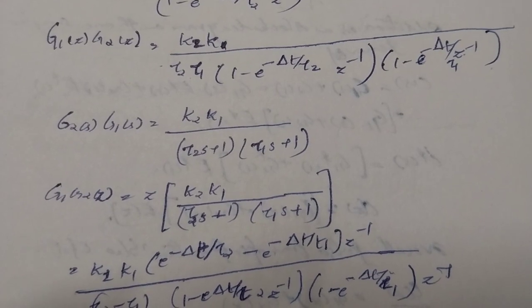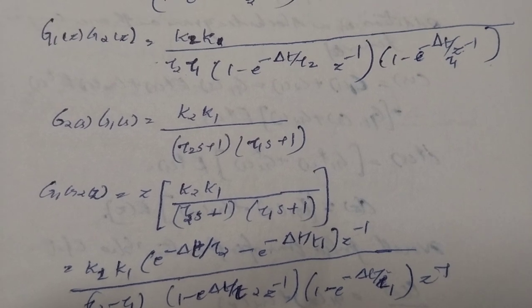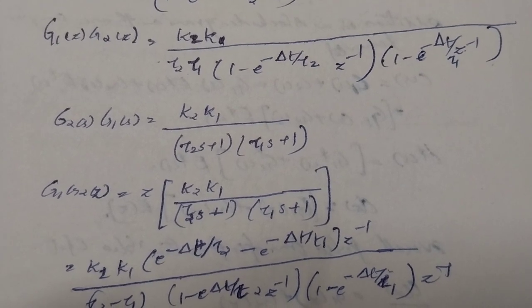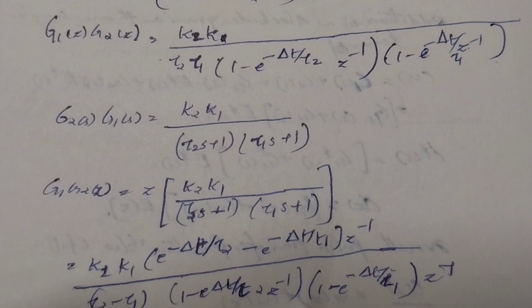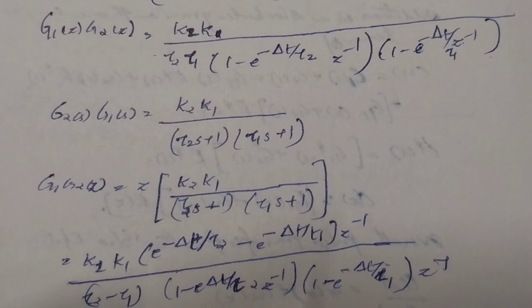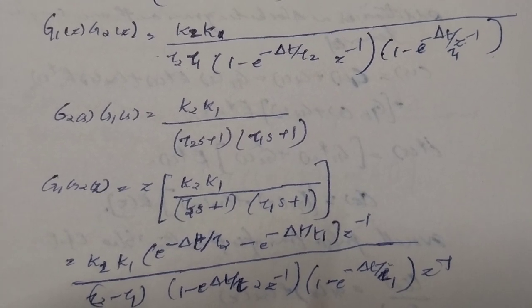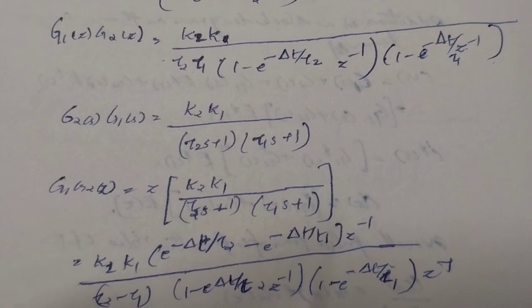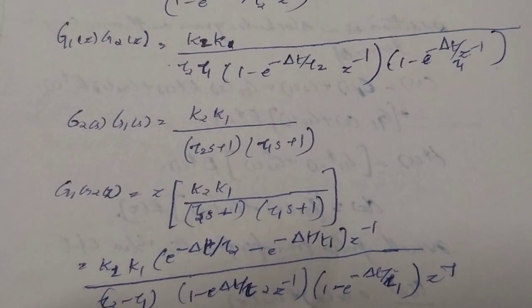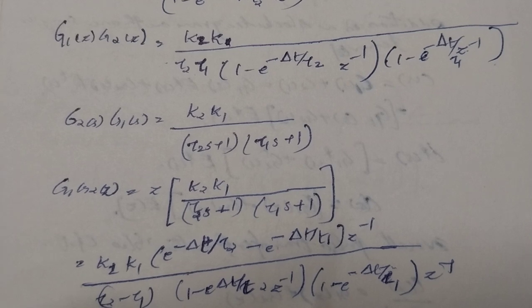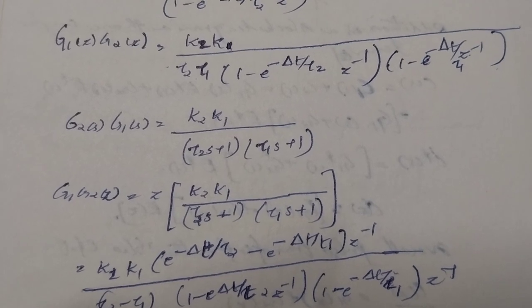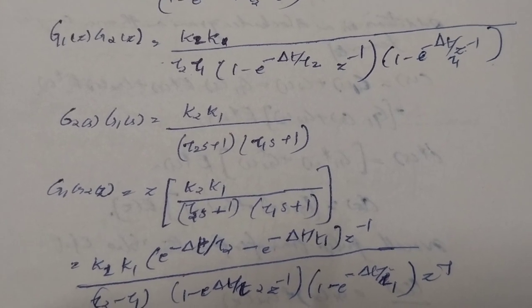G1(z) G2(z) is equal to K2 K1 divided by tau 2 tau 1, times 1 minus e raised to minus delta t divided by tau 2, z raised to minus 1, into 1 minus e raised to minus delta t divided by tau 1, z raised to minus 1.